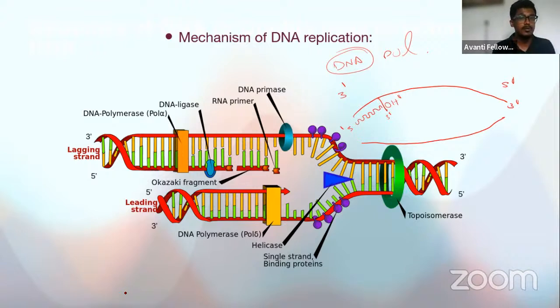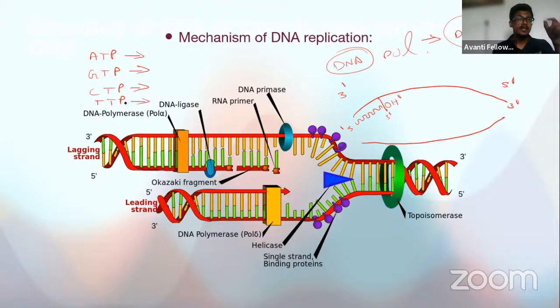So we need monomers. What kind of monomers do we need? DNA polymerase's role is to synthesize new DNA, no? So they get this DNA through what? They need ATP, GTP, CTP, and TTP. What is this? Adenosine triphosphate, guanosine triphosphate, cytosine triphosphate, thymidine triphosphate. So these are the monomers that are coming for the assembly.